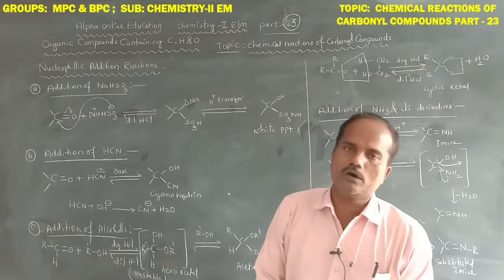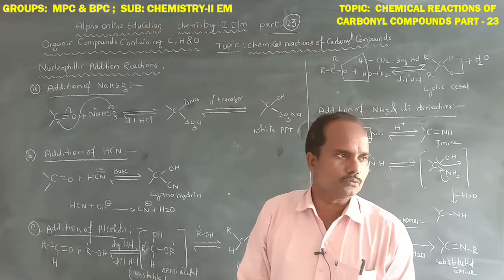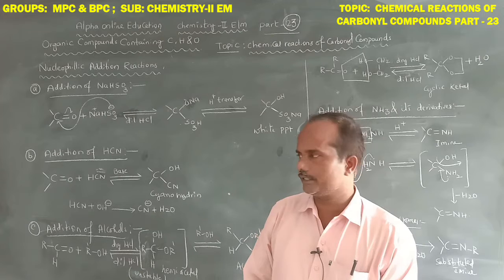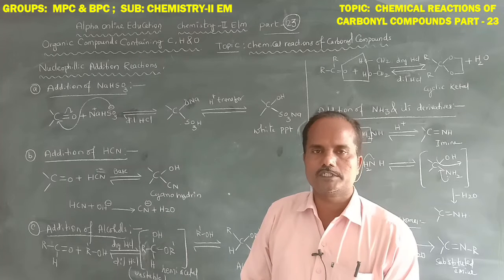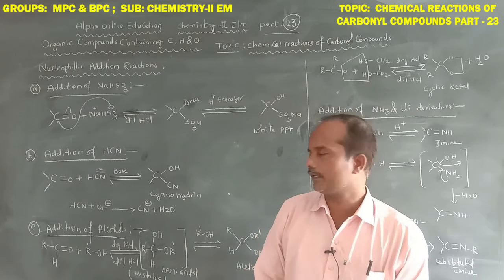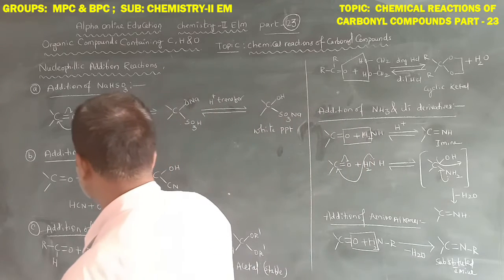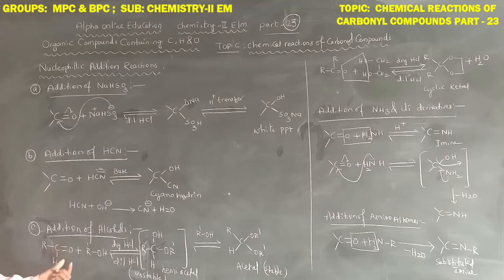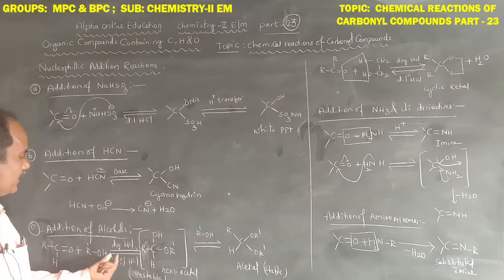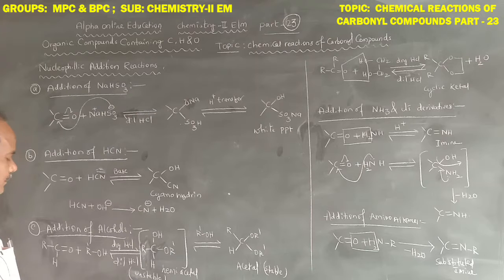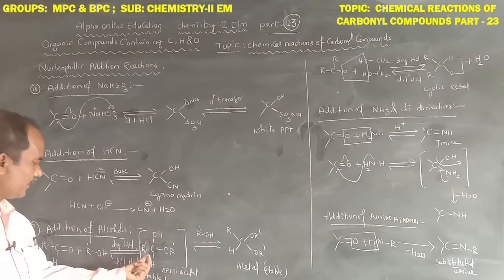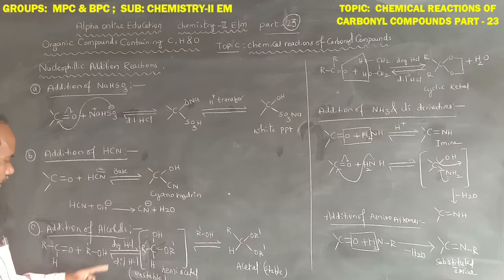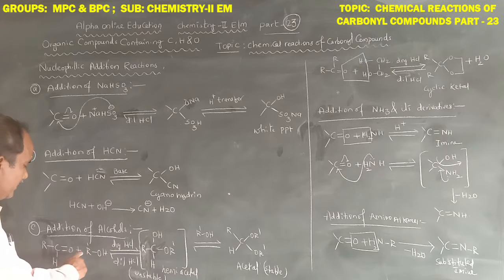Cyanohydrins are used as starting materials, especially in organic synthesis. Then next one is addition of alcohols. Carbonyl compounds can interact with alcohols also, especially this reaction is carried out in presence of dry HCl. First of all, dry HCl accelerates the reaction.